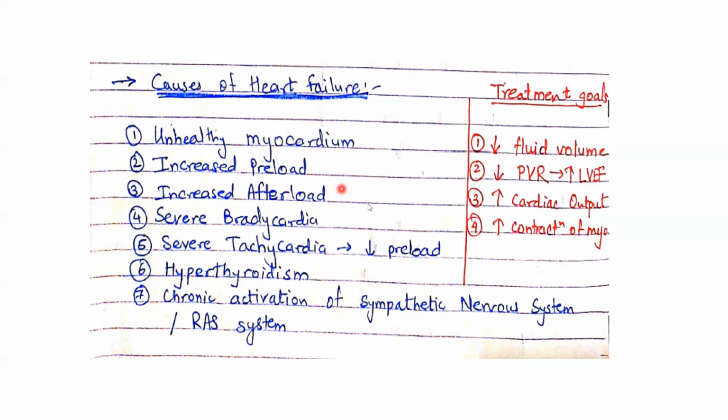Increased afterload. So increased peripheral resistance because of arteriosclerosis. Okay, that may happen. So if there is more and more resistance from outside blood vessel, peripheral vasculature, it is going to put your heart at stake. Severe bradycardia. What if the pumping frequency of the heart is compromised? Then what will happen? Your heart again won't be able to give the ejection volume, ejection fraction.